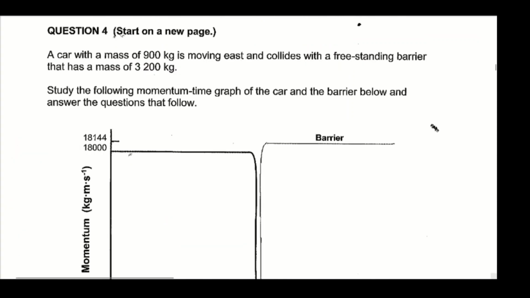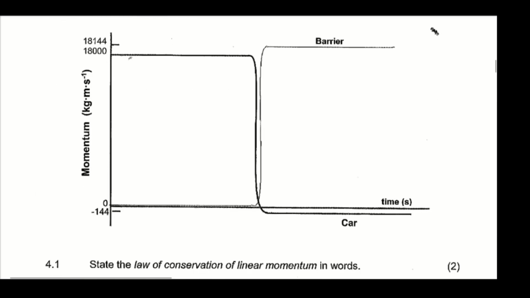Question 4. The statement reads as follows. A car with a mass of 900 kilograms is moving east and collides with a freestanding barrier that has a mass of 3,200 kilograms. Study the following momentum versus time graph of the car and barrier below and answer the questions that follow. So what we have here is a diagram that shows the collision between the car and the barrier. So this is the starting point.